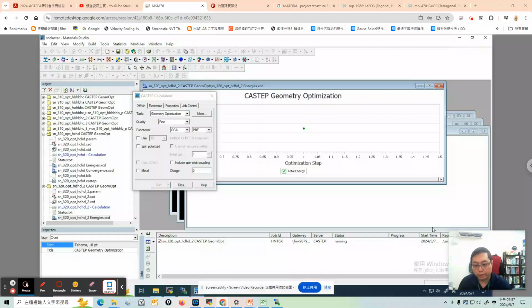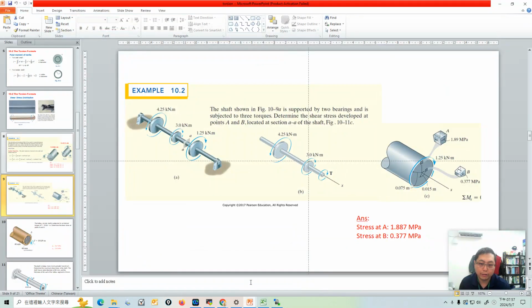Hello everyone. This is going to be a short video. It just shows you the calculation of shear stress on a torsional torque-loaded member, the shear stress for a rod subject to a torsional torque. Actually, it's very easy.